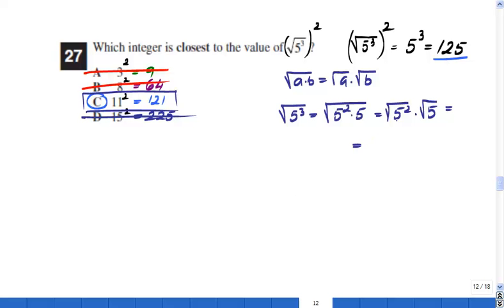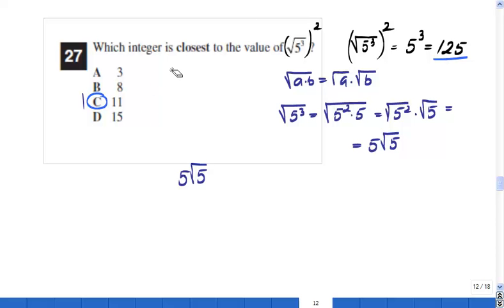And that in the end gives you what? Square root of 5 squared is 5, so 5 square root 5. How am I going to use that? Well, you're going to say, well, 5 square root 5. If you have your other numbers, and your options here were what? Well, the options were 3, 8, 11, and 15. And you were supposed to compare that.